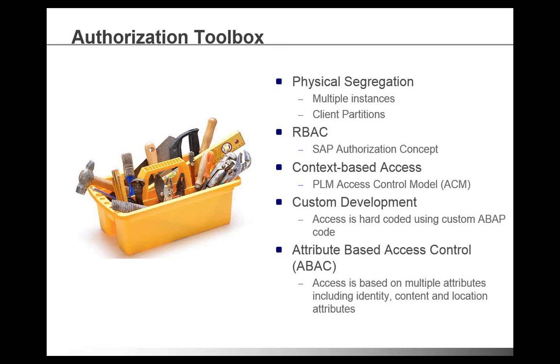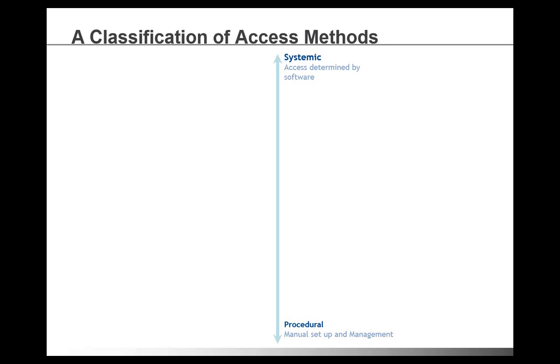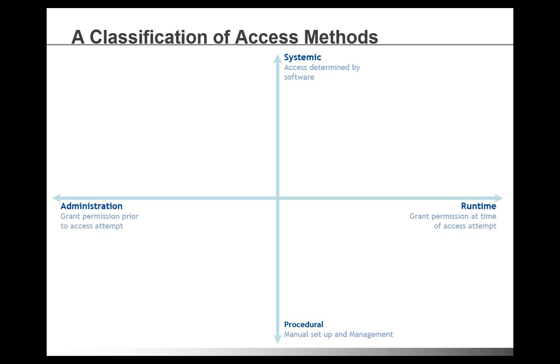So let's look at how these different access methods are scaled on two different scales. One is how systematic these access controls are when they are actually implemented, whether it's a manual process to determine who will get access and who wouldn't, and how the administration process works. Is it a runtime granting of permission, or is it a permission that is determined ahead of time and only implemented during runtime?